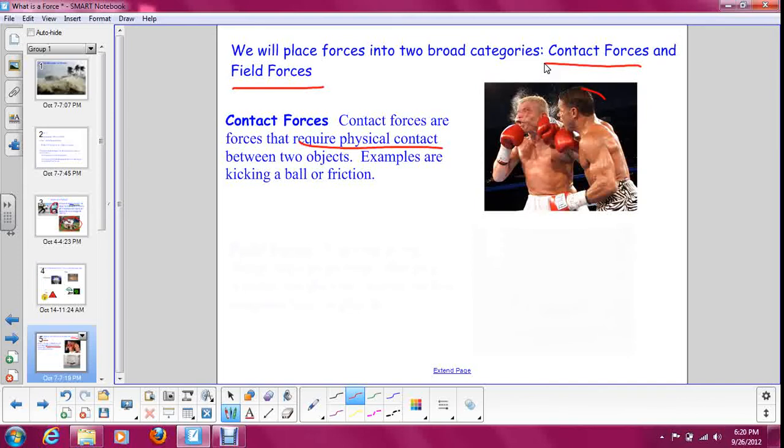Third example is this right here. This boxer is punching another guy in the face. So there's physical contact between that man's face and the other one's glove. That is a contact force.